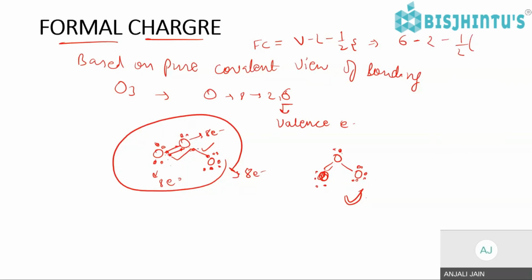The bonding electrons are 1, 2, 3, 4, 5, 6, so 6 electrons. So this will be 6 minus 2 minus 3, which is 1. So plus 1 is the formal charge on the ozone molecule. So this is what the formal charge is. In the next class, we will continue with covalent bonding characteristics and the different types of covalent bonds which are present.